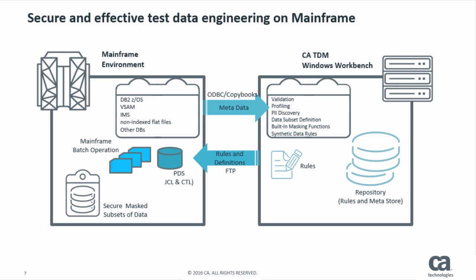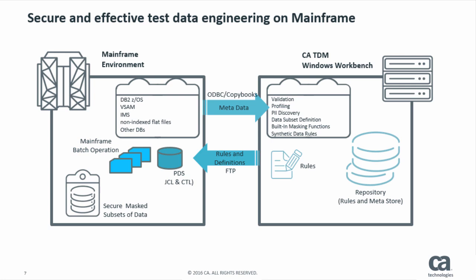However, VSAM, IMS and non-indexed flat files, and possibly some other databases that don't offer an ODBC interface, we can first extract through one of their utilities to a flat file. We collect the metadata for those particular objects, because there is no catalog, through a COBOL copybook or a PL1 copybook that will already access that particular data store and know the structure of the individual field.